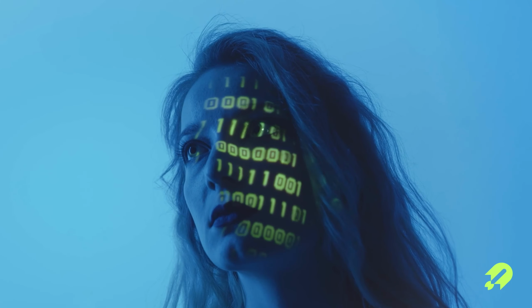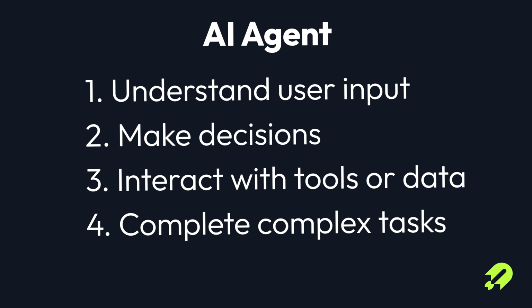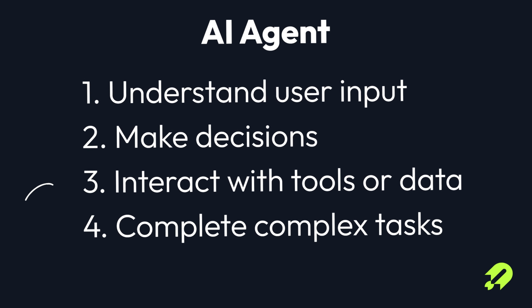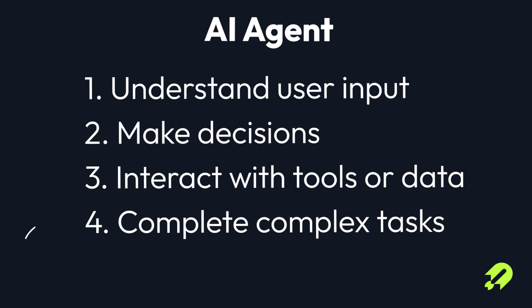First, let's define what is actually an AI agent, a very overloaded word in today's age. An AI agent system can understand user input, make decisions, interact with tools or data, and complete complex tasks. But here's the thing, the LLM is not the agent. The LLM is only the brain. The tools and systems that we build around the LLM is actually the agent.